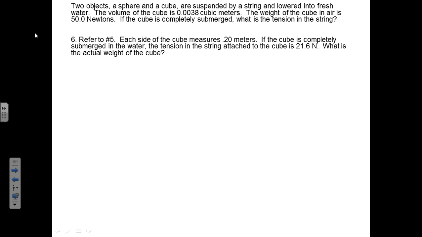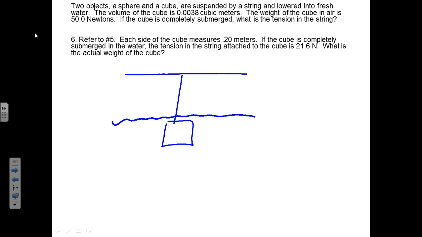All right, here's another problem related to pressure. Here we have two objects, a sphere and a cube, suspended by a string and lowered into fresh water. They give us the volume of the cube and the weight of the cube. We want to know what the tension in the string is. So over here we have a cube. It's completely under the water. We know we have a weight on the cube of 50 newtons. That's acting down. We know we have a tension in the string pulling up.